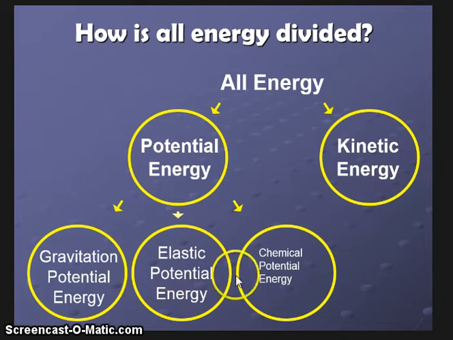There are three types of potential energy: gravitational potential energy, elastic potential energy, and chemical potential energy. Okay? Chemical potential energy is like in a battery. Elastic potential energy is like when you pull back a rubber band right before you shoot it. That stretch is called elastic potential energy. And then gravitational potential energy has to do with the height of an object. We're going to focus on gravitational potential energy and kinetic energy.